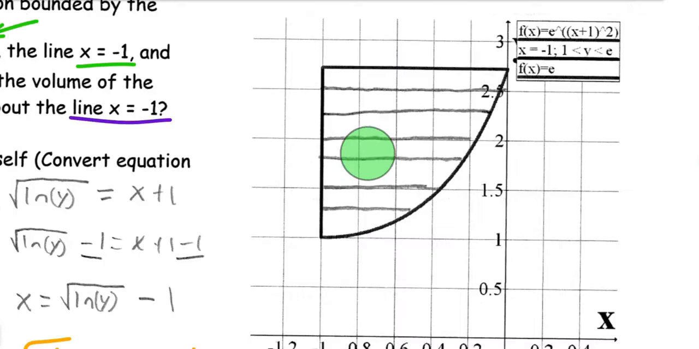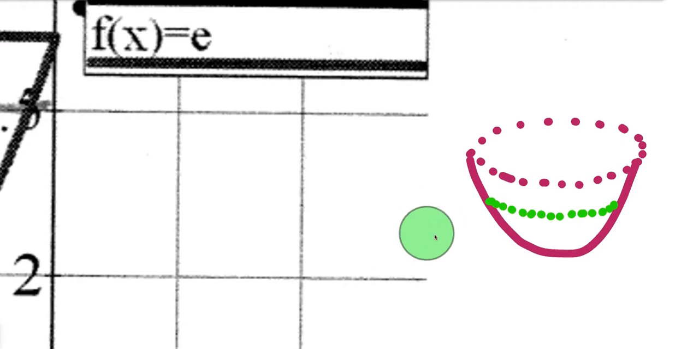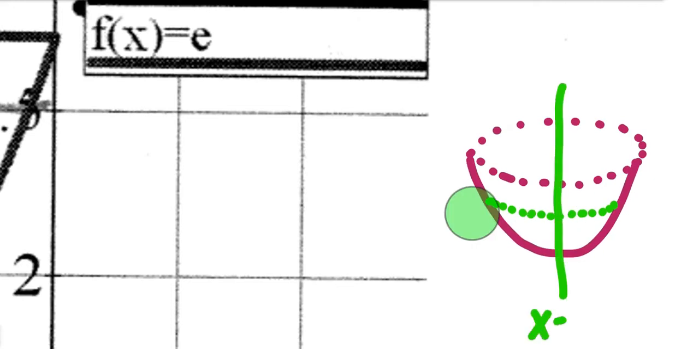Okay, and so if we rotate it all the way around, we're going to get a solid, which leads us to visualize and see what this is going to look like as an end result. All right, so unfortunately I wasn't able to get a 3D rendering of this graph, but we can visualize that when we rotate this region around x equals -1, which is going to be this line right here, we're going to end up with something that looks like a bowl.